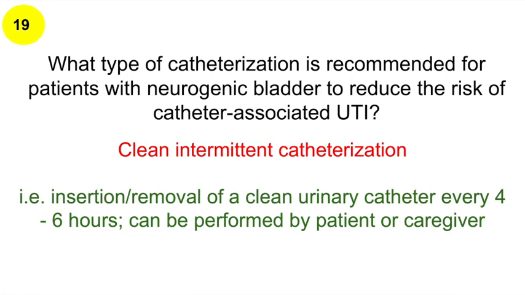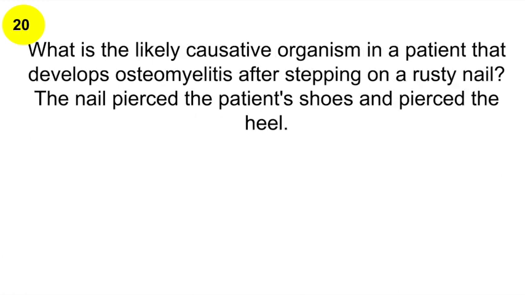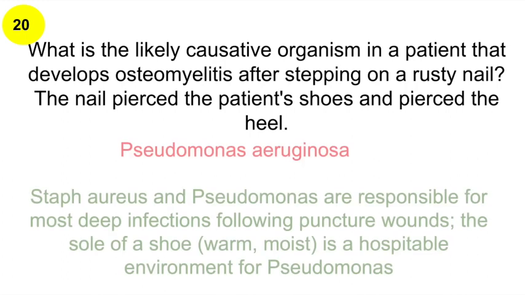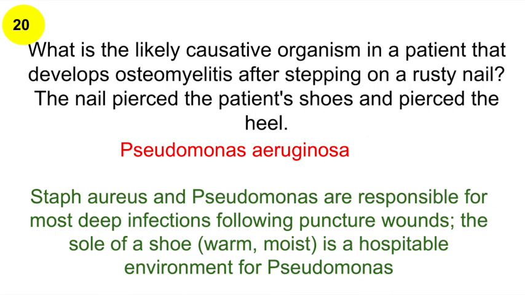What is the likely causative organism in a patient that develops osteomyelitis after stepping on a rusty nail? The nail pierces the patient's shoes and pierces the heel. Pseudomonas. So, Staph aureus and Pseudomonas are responsible for most deep infections following puncture wounds. The sole of a shoe, though, is very warm and moist and is a hospitable environment for Pseudomonas. So that's why Pseudomonas is more likely than Staph aureus in this specific scenario.